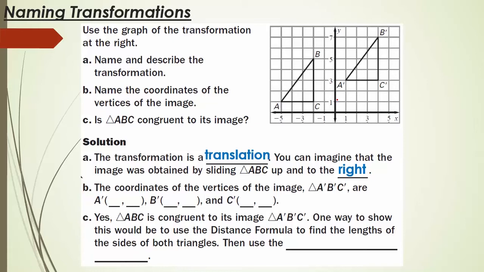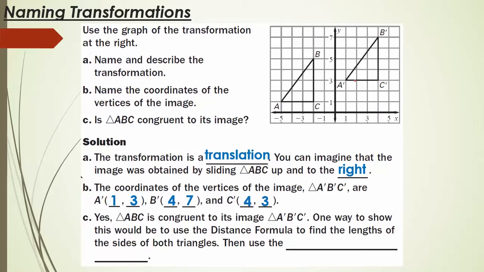B, name the coordinates of the vertices of the image. So basically, where are each of these points located? So we're looking at the image, not the pre-image, so anything that has the apostrophe on it. A prime over here is located at x equals 1 and y equals 3. B prime is located at x equals 4 and y equals 7. C prime is located at x equals 4 and y equals 3.